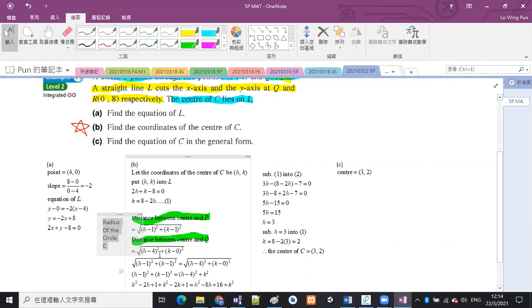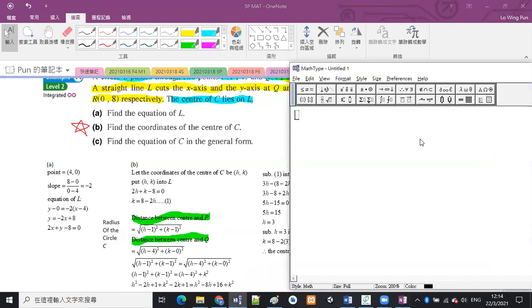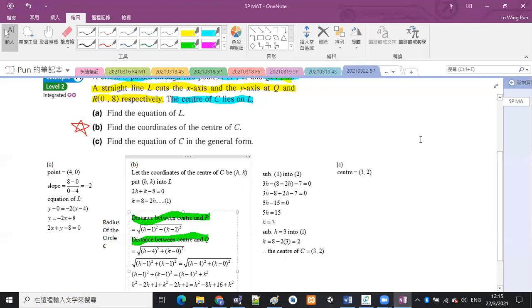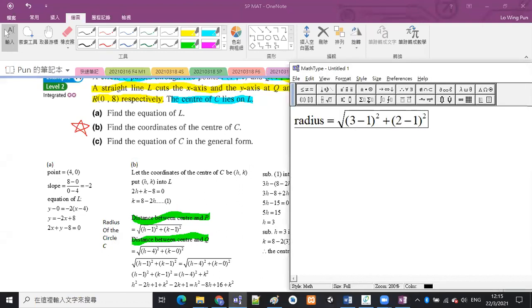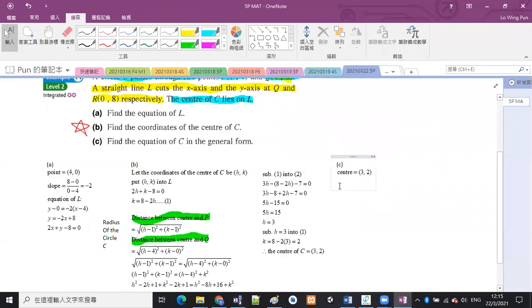Okay, so the radius can be calculated by (h minus 1) squared plus (k minus 1) squared. So that should be (3 minus 1) squared plus (2 minus 1) squared. Okay, and that should be equal to 2 squared plus 1 squared. Okay, so that's square root 5. Square root 5 is not a nice number. Okay, just keep the square roots here. Okay, don't write the long decimal number.